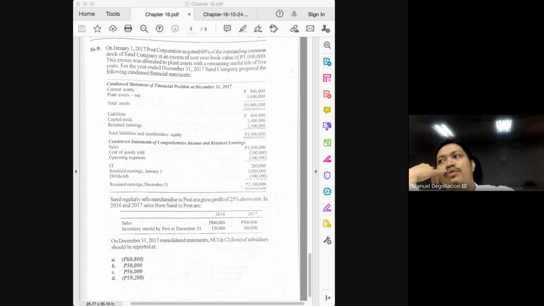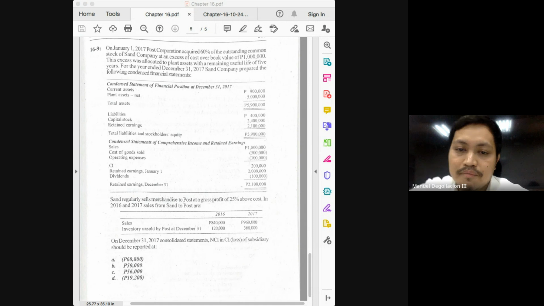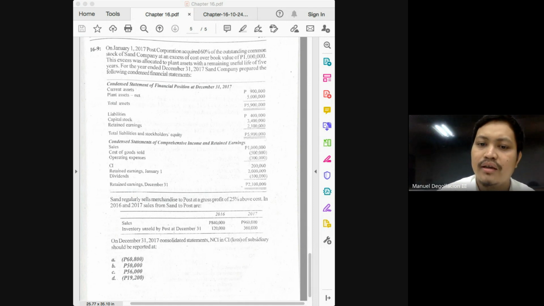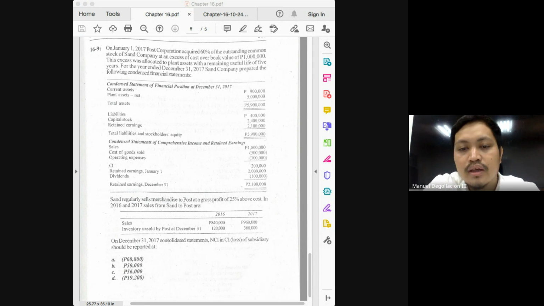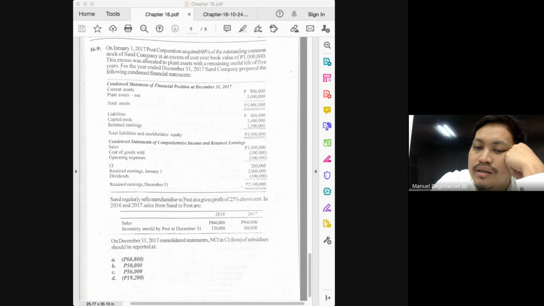Now, moving on to the adjustments from the intercompany sale of inventories. Again, what are the two possible adjustments arising from this transaction? Markup on beginning and markup on ending. The markup on beginning would be added. The markup on ending would be deducted. What does the problem say? Sun regularly sells merchandise to Post at a gross profit of 25% above cost. Be careful, because the markup rate given is based on cost. In 2016 and 2017, sales from Sun to Post are as follows.